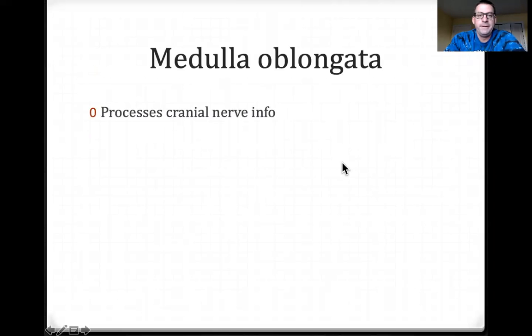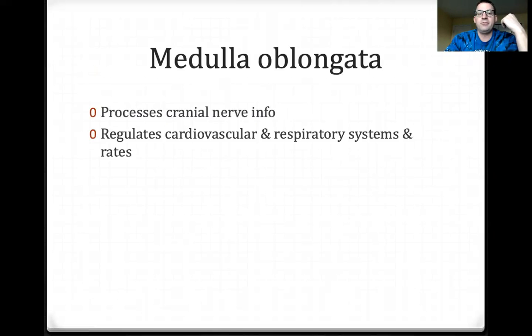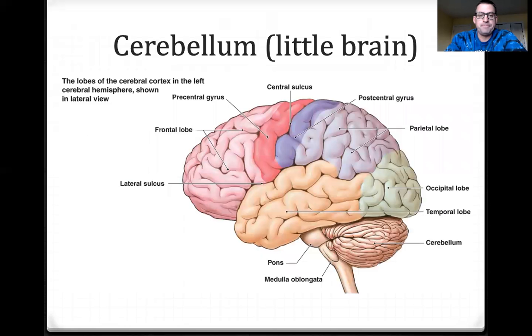That's important to know. The medulla oblongata also processes some of our cranial nerve information, and then it regulates cardiovascular and respiratory systems and rates. So if you have a problem with your medulla oblongata, you're going to have trouble with your heart and respiratory systems as well. If you have damage to your medulla oblongata, which is a very primitive part of the brain that almost all organisms with a brain have, you're going to have trouble surviving.